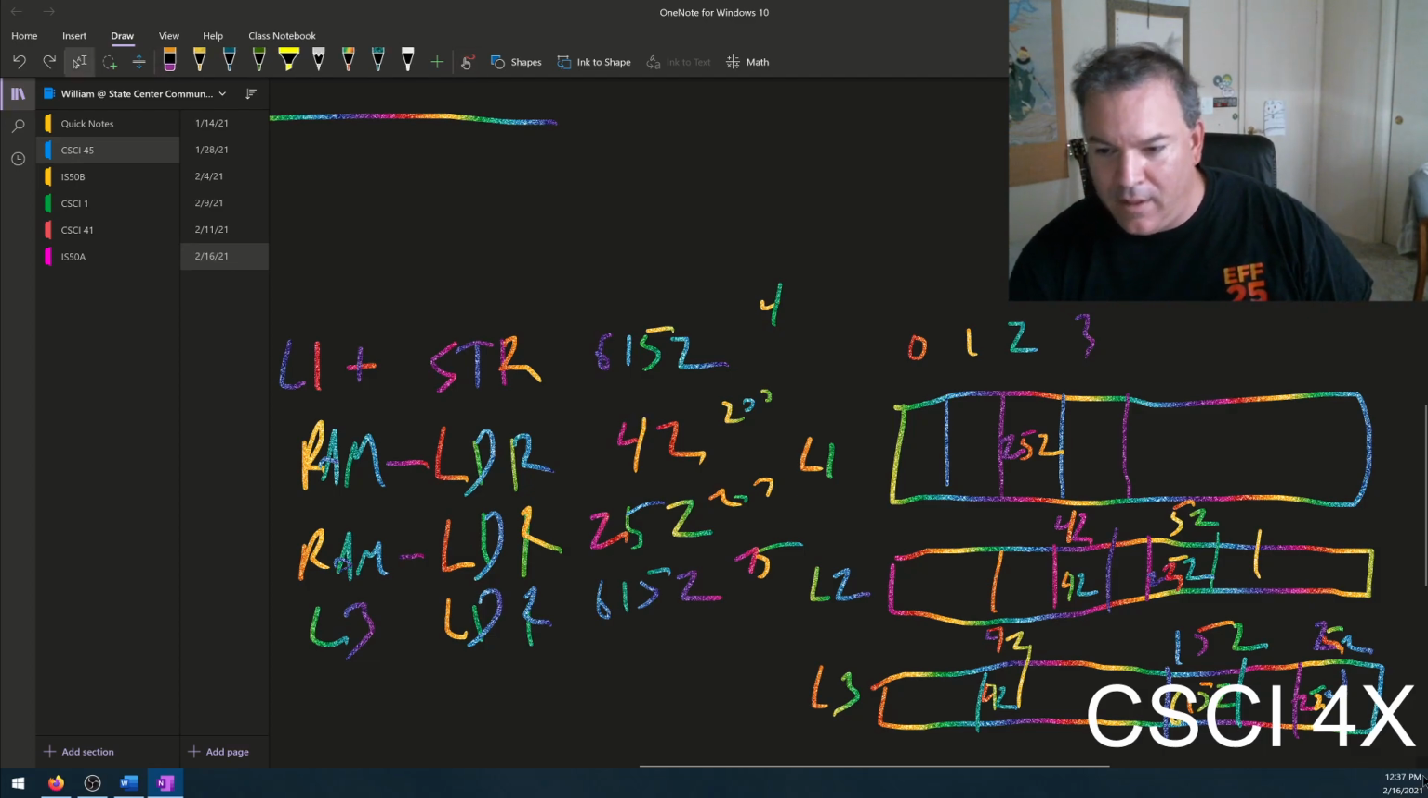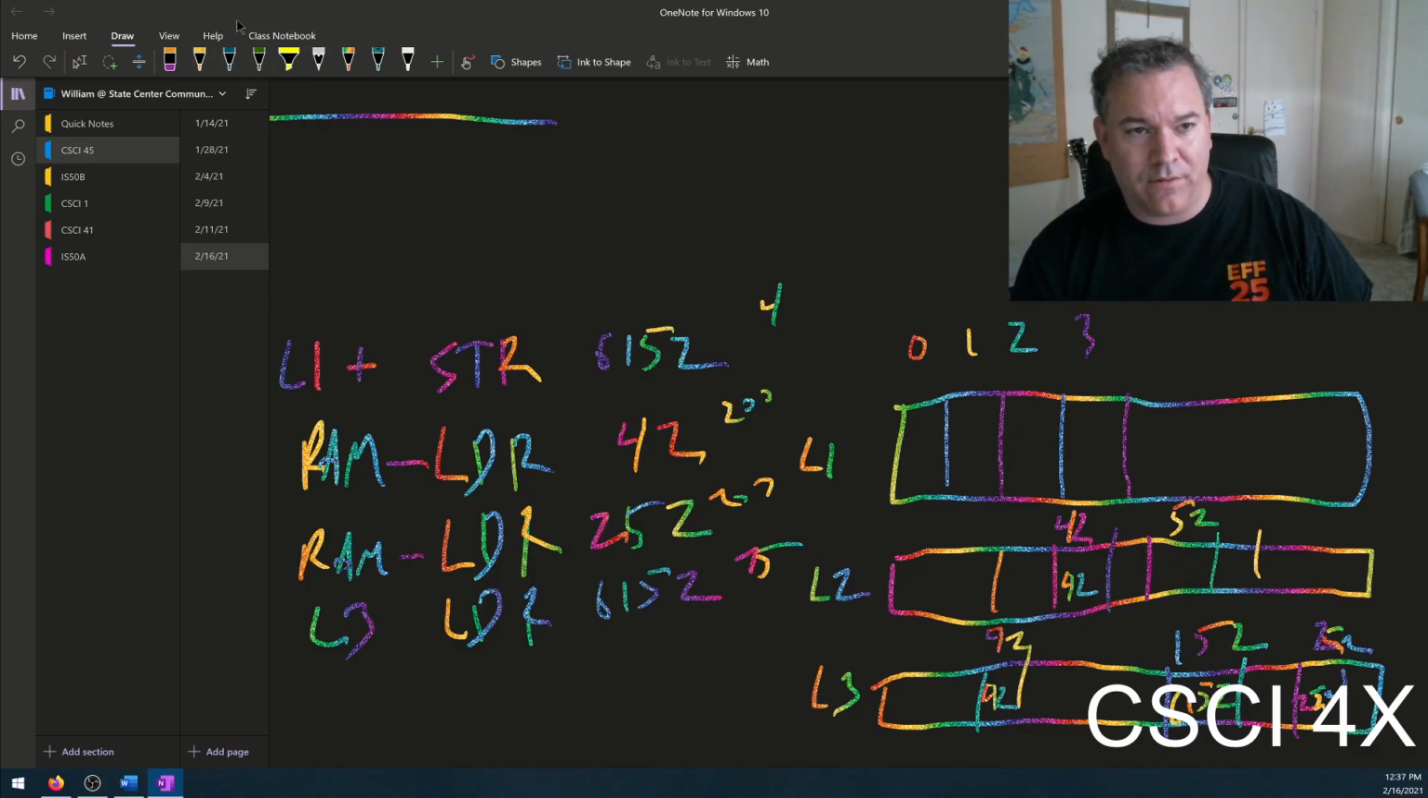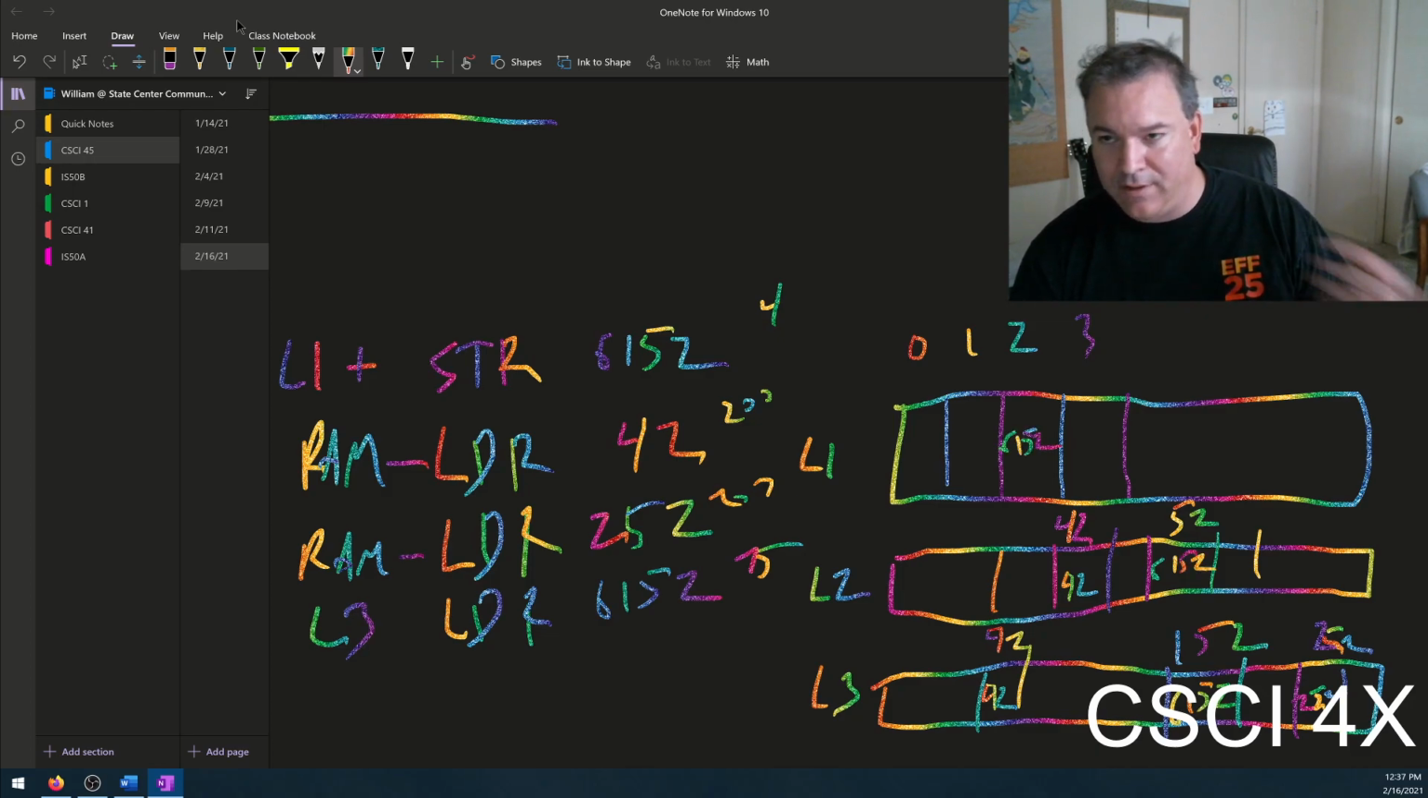So weird. And then after we do the load 6152, this one has been updated and this one has been updated. The caches, all 3 caches update every time you do a load or a store. Okay? So this one now has 6152. This one now has 6152. Every time you do a load or a store, all 3 of the caches update.